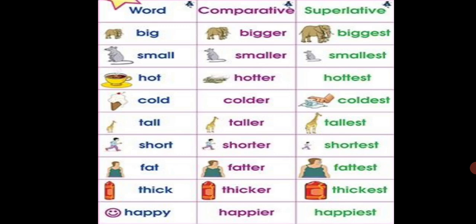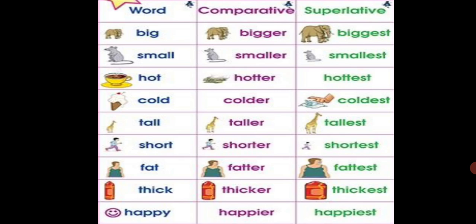Big, bigger, biggest. Small, smaller, smallest. Hot, hotter, hottest. Cold, colder, coldest. Tall, taller, tallest. Short, shorter, shortest. Fat, fatter, fattest. Thick, thicker, thickest. Happy, happier, happiest.